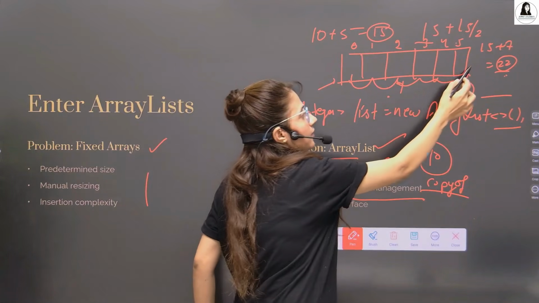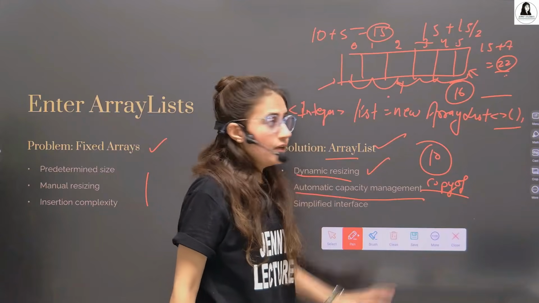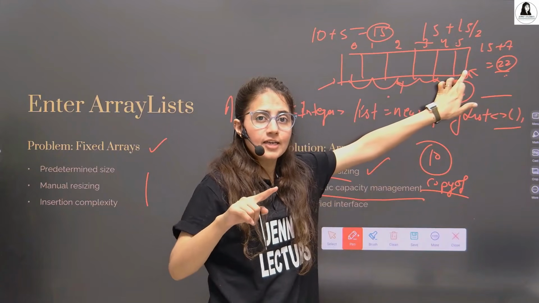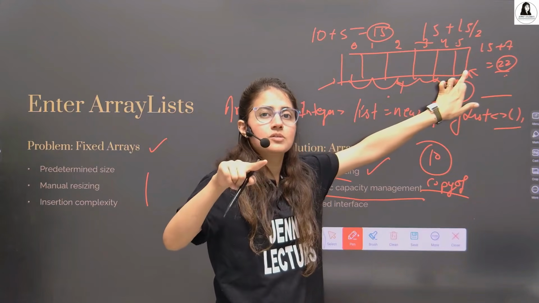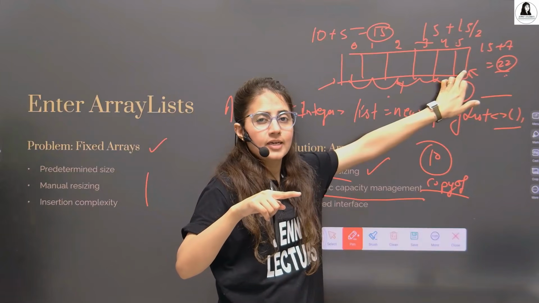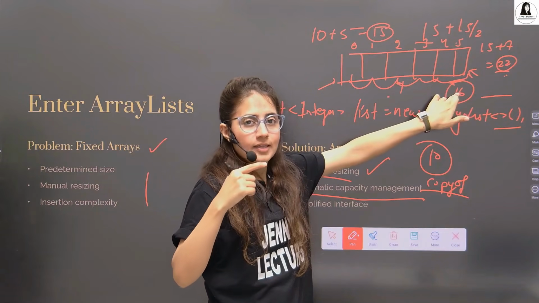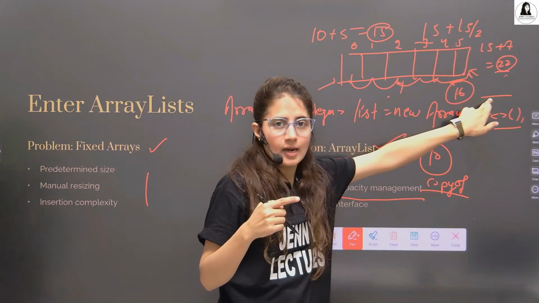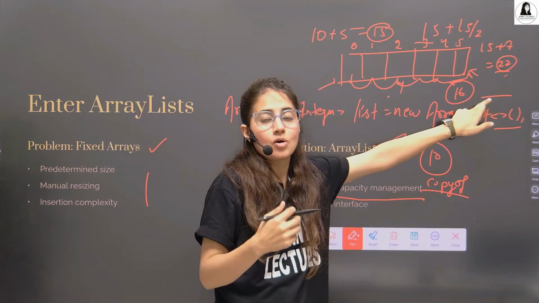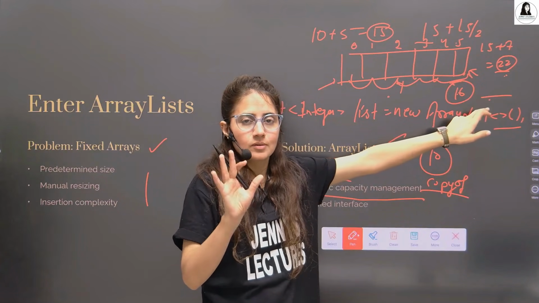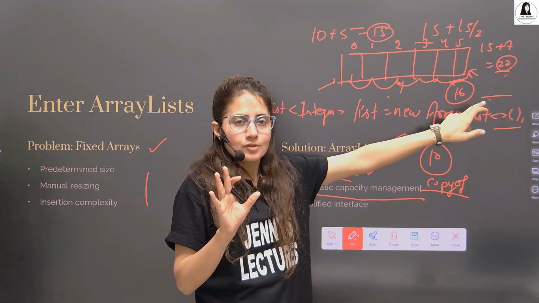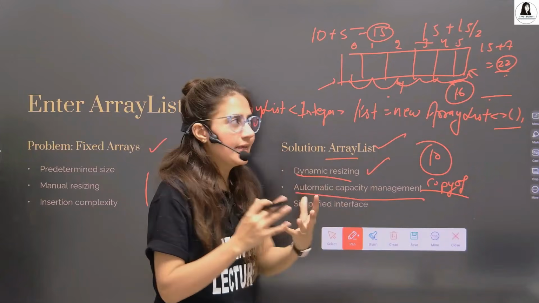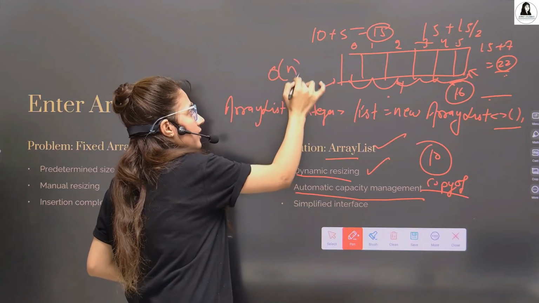If the array is full, in that case also, first resizing is to be done. Take a new array and then copy the elements, and then we can add. So that also would be order of n. It's a tedious process. So basically insertion and deletion take order of n time complexity here.